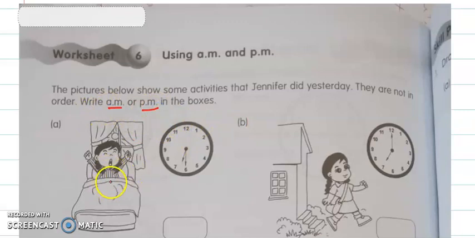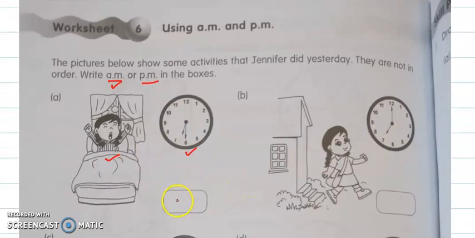In the picture you can see the kid is waking up, and we wake up early in the morning, and early in the morning the time slot is before the midday, so it will be AM. At this time it is 6:30. If you don't know how to read the time, you should go back to the channel and watch the previous video on how to read the time. So this time is 6:30 in the morning. So it is before midday. So I will say that this activity falls in the AM time slot.